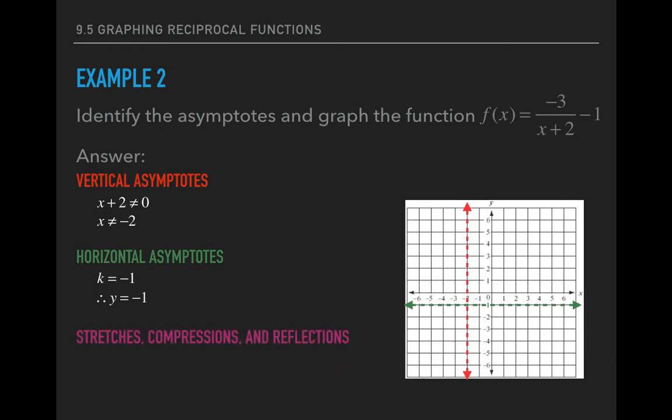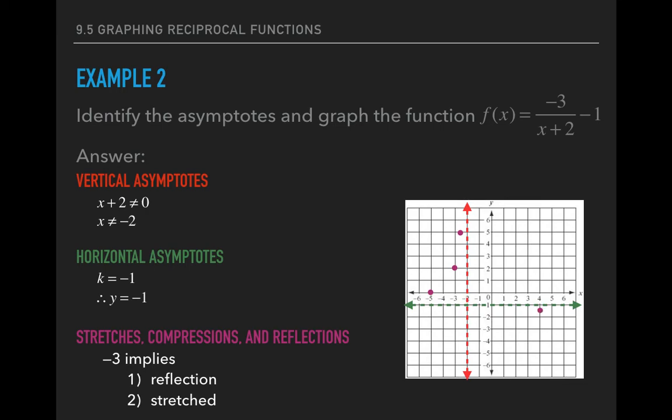Now stretches, compressions, and reflections. -3 for our a value implies a reflection and a stretch. So if we start plotting some points here, at -2.5, the output would be 5. I just plugged that into my function and did a little math there, and you could check it with your calculator. At -3, the output would be 2. And at -5, the output would be 0.